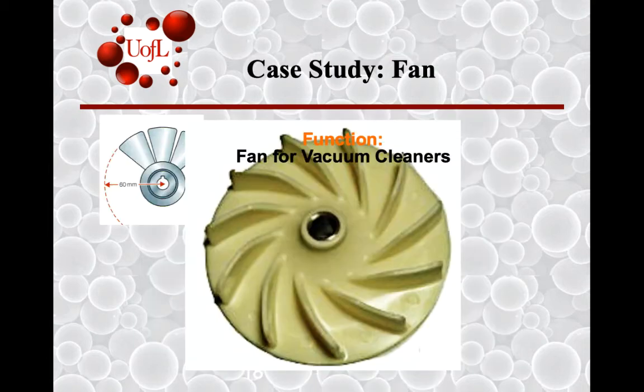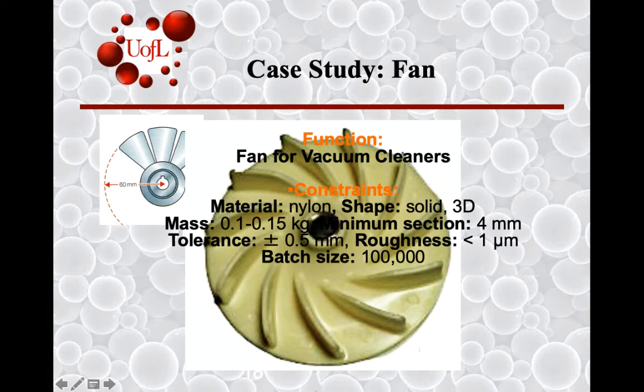as a choice. Let's take a look at a second case study. It involves a fan that's used for vacuum cleaners. And here is an example of what that looks like. And let's say we are trying to make it out of a thermoplastic. Nylon is an example that's commonly used, maybe glass reinforced. The shape is solid, 3D, just like in the previous case.